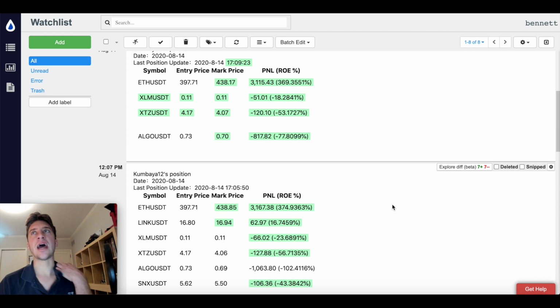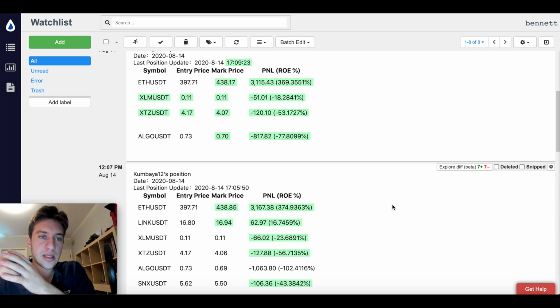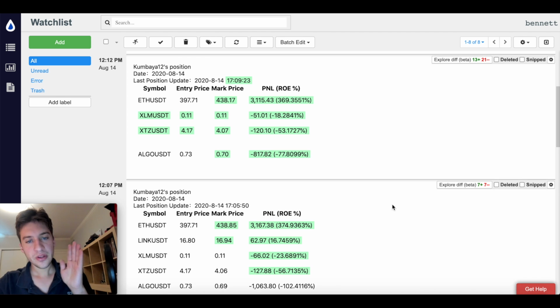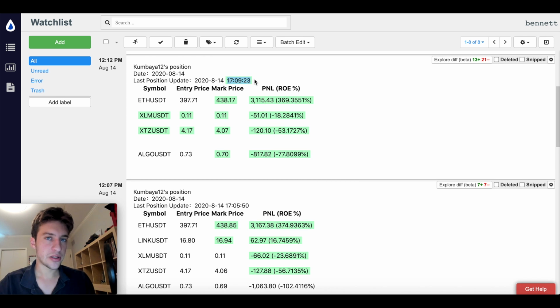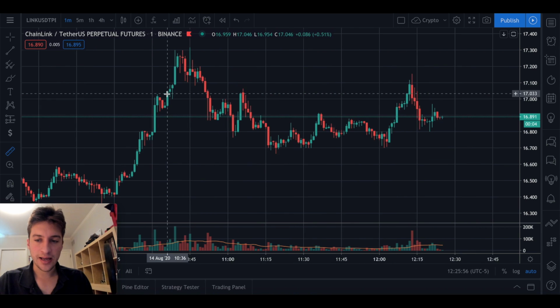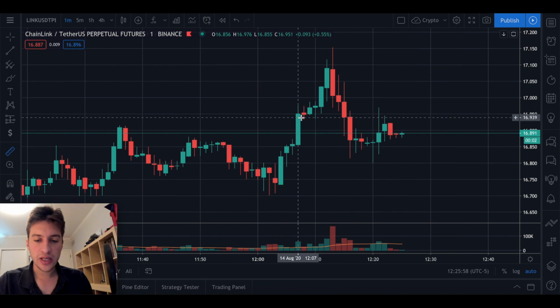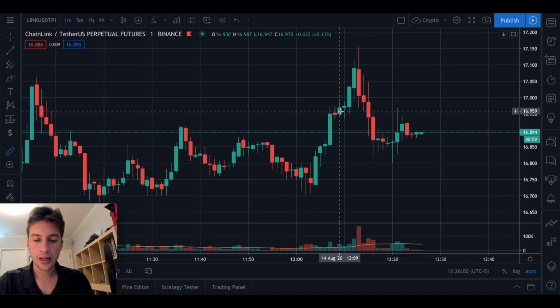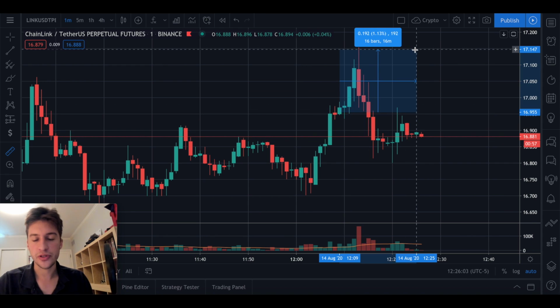Now, the typical thing that happens with most traders is when they exit a trade, loss or profit, the market tends to continue going in the direction that they would have profited from had they stayed in the trade. So let me show you an example of what this means. So we know at the time 1709 UTC, they exited Link and they exited SNX, the new coin. Go take a look at what happened at 1209 when this guy exited. So he exited right here. He sold and price went up another 1%.